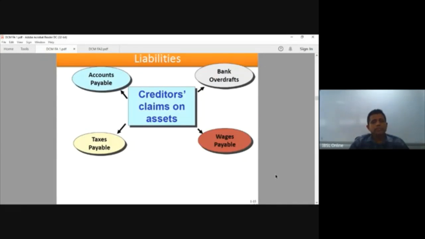These are a few examples of liabilities: creditors' claim on assets, bank overdraft, wages payable, taxes payable, accounts payable. Now, from the point of view of a normal business organization, bank overdraft is a liability. But from the point of view of a bank, overdraft is an asset.